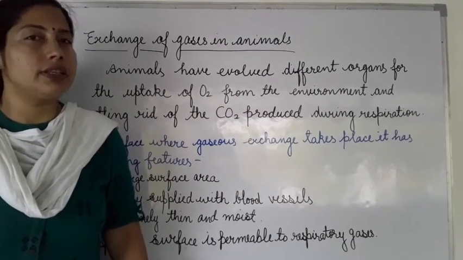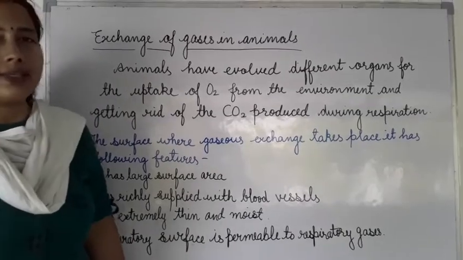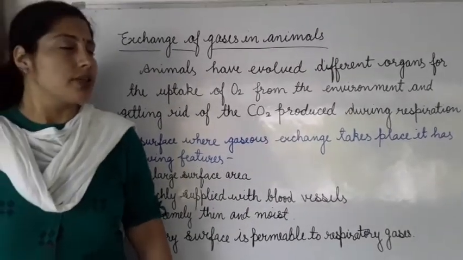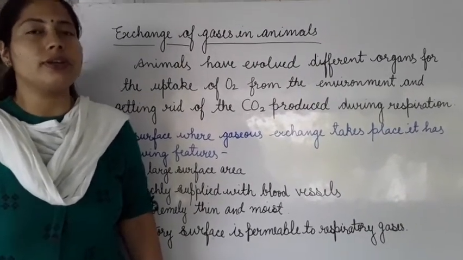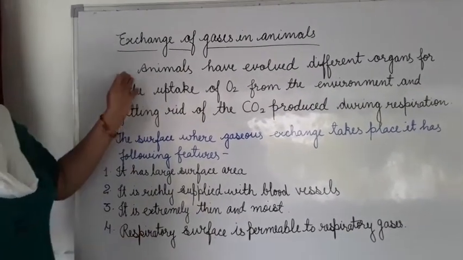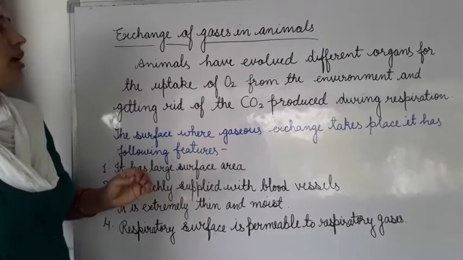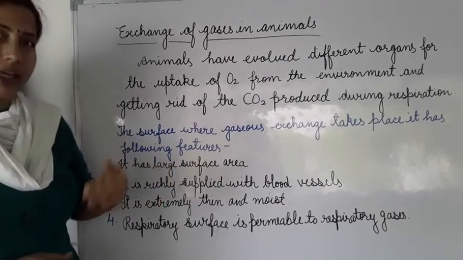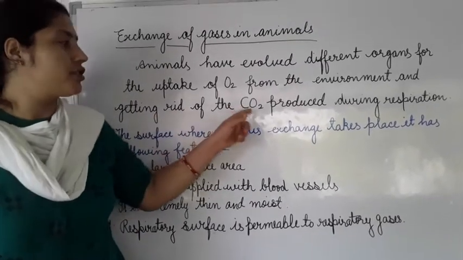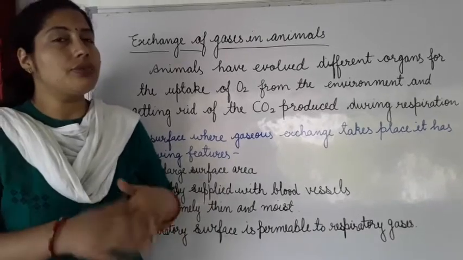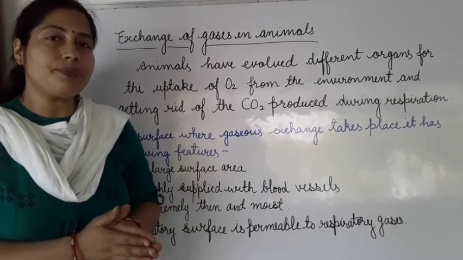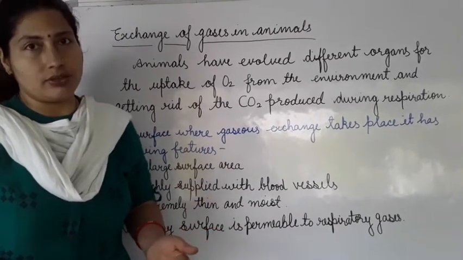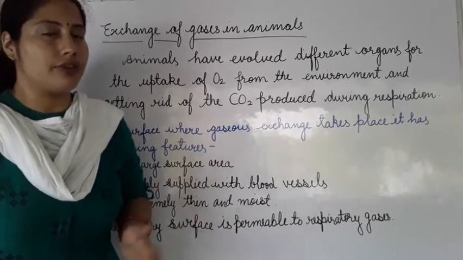So now we will learn about exchange of gases in animals, because animals have evolved different organs for the exchange of gases. So animals have evolved different organs for the uptake of oxygen from the environment, and getting rid of CO2. And how is CO2 coming? CO2 is generated after respiration. It is the waste product of respiration.